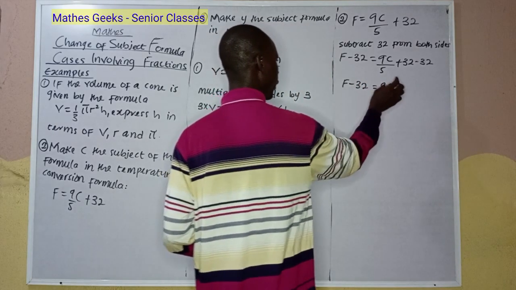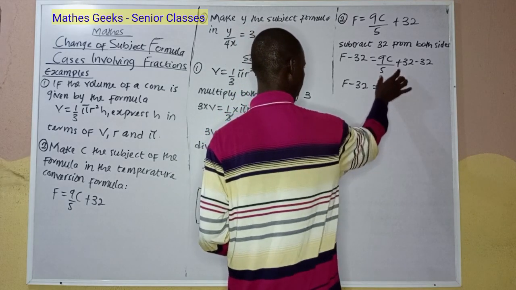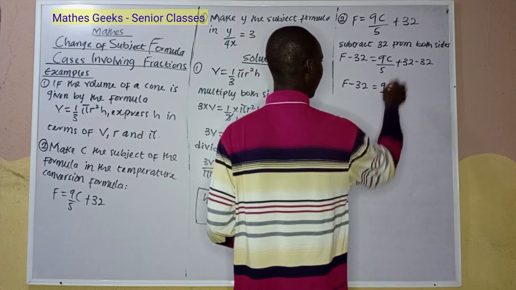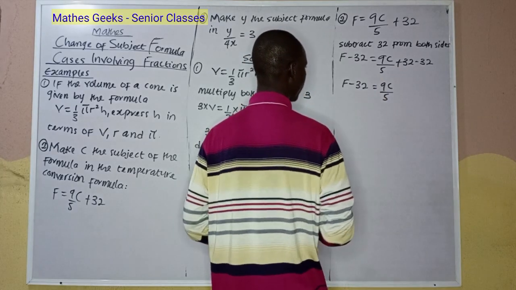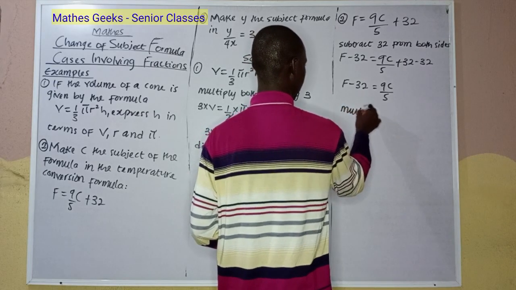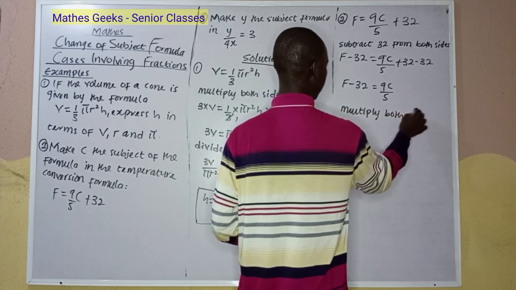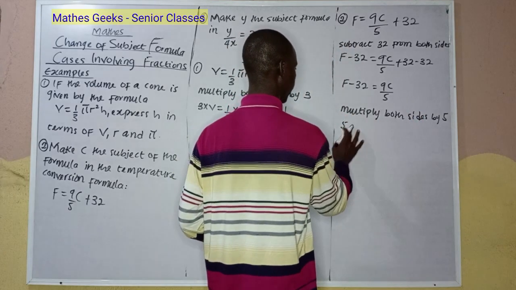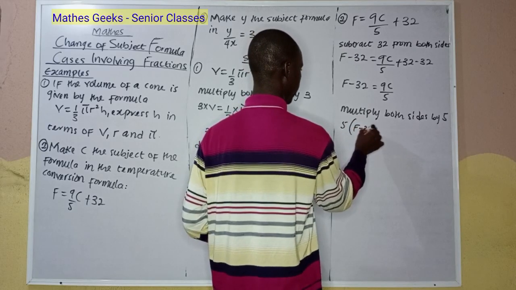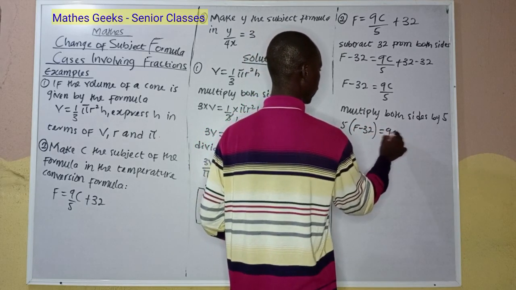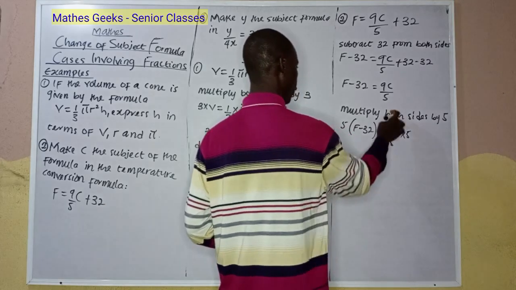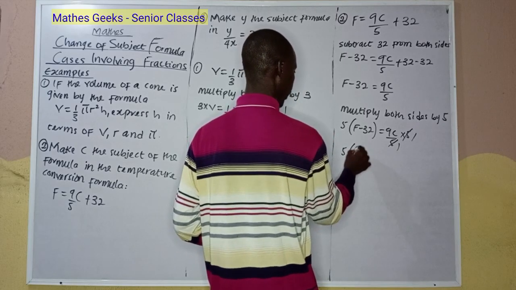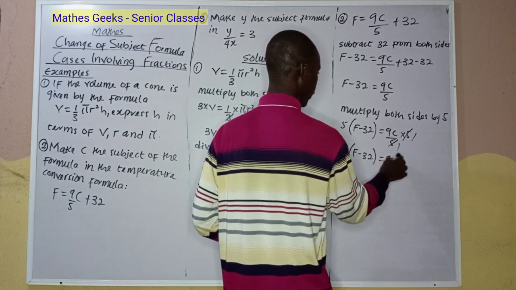So next we need to eliminate 5 from this part of the equation. To do that, this is division. The opposite of division is multiplication, the only operation that can undo this bond. So we are going to multiply both sides by 5. So 5 times, I'm going to use open bracket, F minus 32 is equal to 9C over 5 times 5. You can also use brackets here, but okay, 5 here 1, 5 here 1. So 5(F minus 32) is equal to 9C.